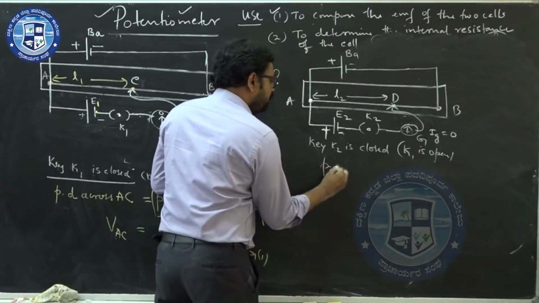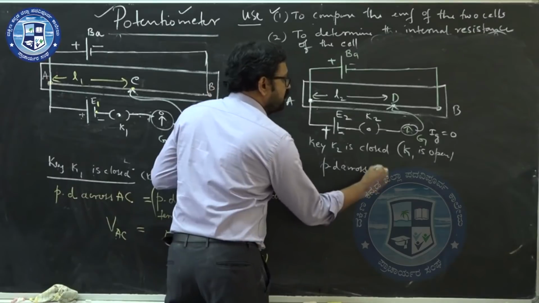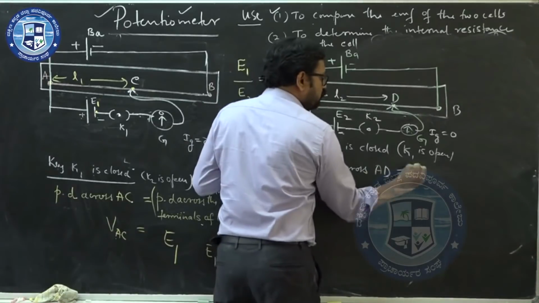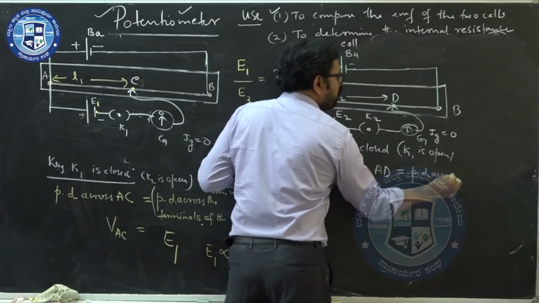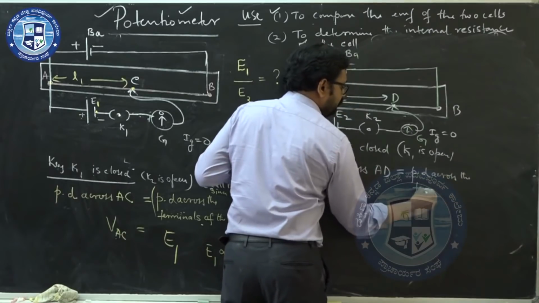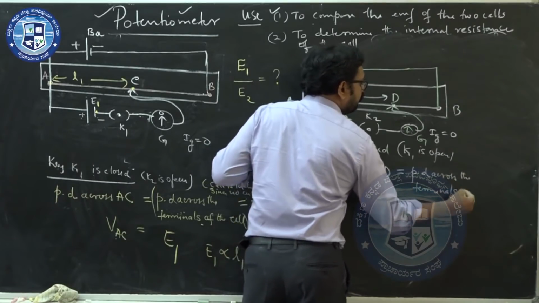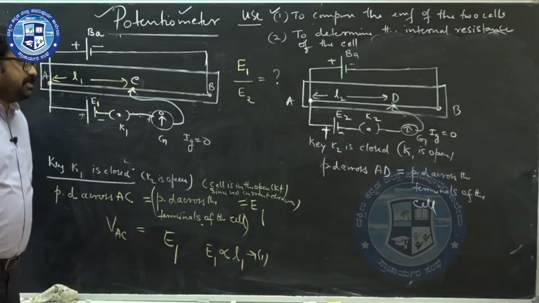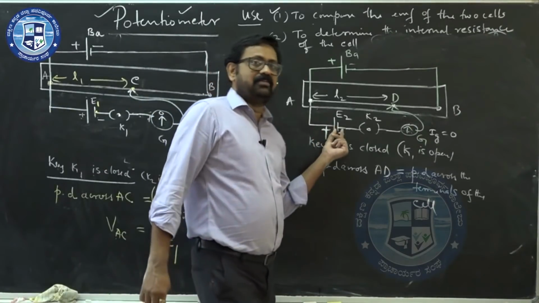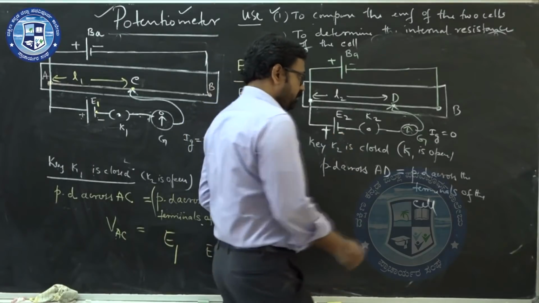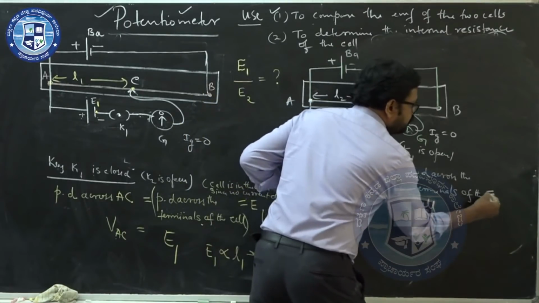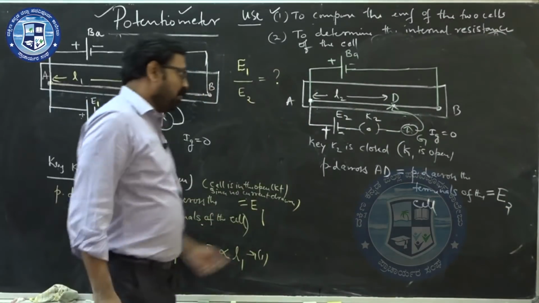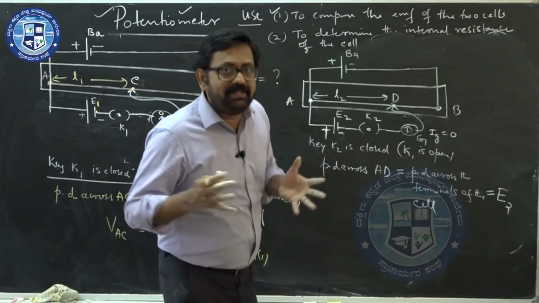Which means there is some potential difference across AD, and it will be equal to the potential difference across the terminals of the cell, or terminal potential difference. Can I say that this terminal potential difference again will be equal to the EMF of the cell? Yes, because the cell is in the open circuit.